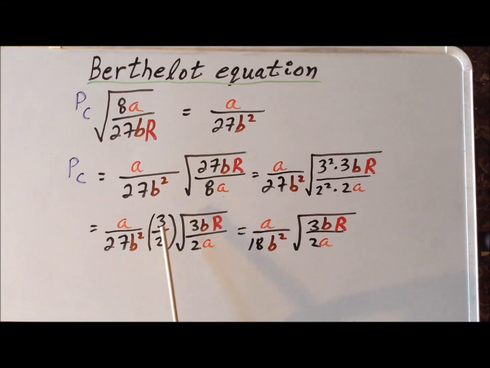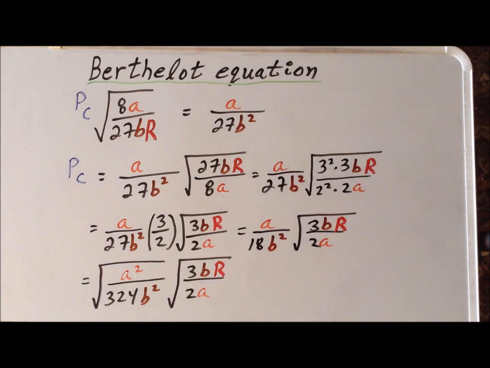And now we're going to use the fact that we can cancel the 27 and the 3 to give us a 9 in the denominator, which is going to multiply by 2, which gives us a divided by 18b squared times the square root of 3br divided by 2a.